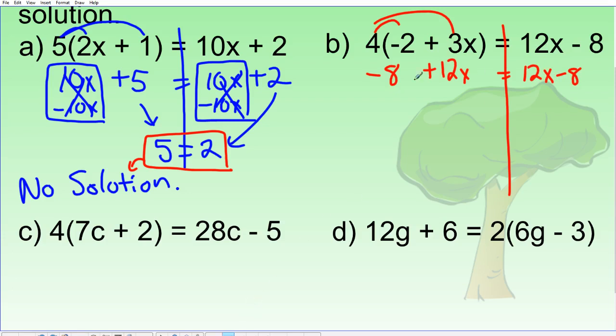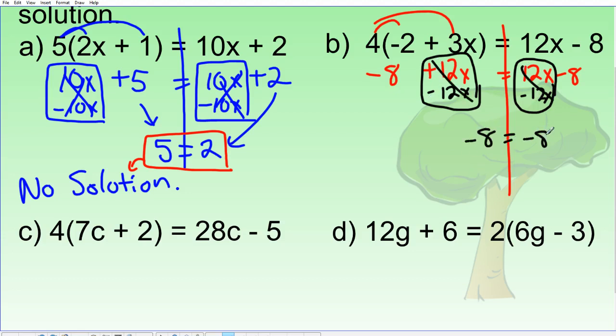I cannot combine anything on either side of my problem, so I'm going to get rid of the variable on the right. So I'm going to subtract 12x, and look at that. They both canceled out again. That is the sign that this is going to be one of those special solutions. If your variable cancels out on both sides, you are going to get a special solution. So these canceled out. What's left is negative 8 equals negative 8.